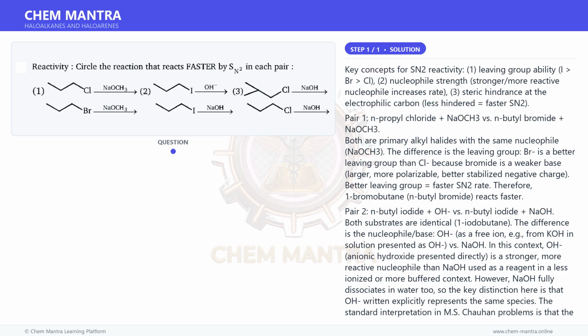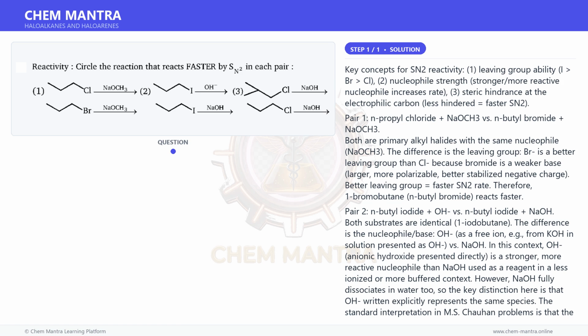Key concepts for SN2 reactivity: 1. Leaving group ability, I > Br > Cl. 2. Nucleophile strength, a stronger, more reactive nucleophile increases the rate. 3. Steric hindrance at the electrophilic carbon, less hindered means faster SN2.